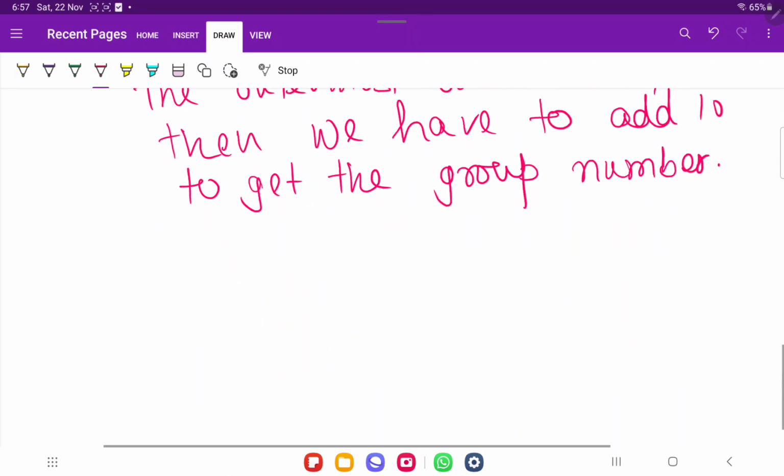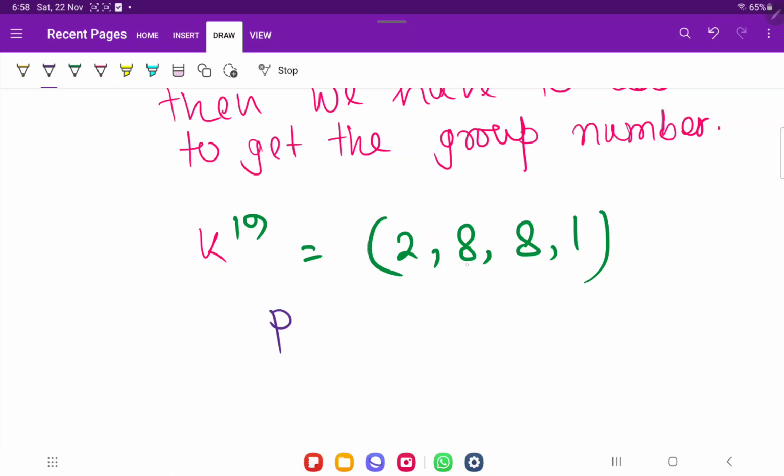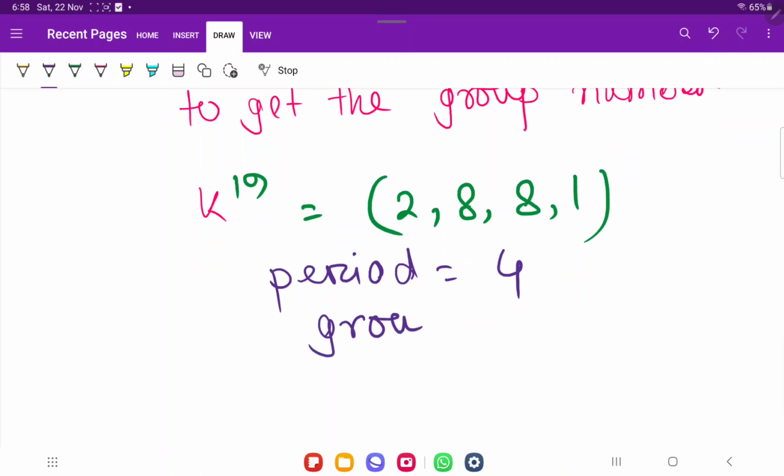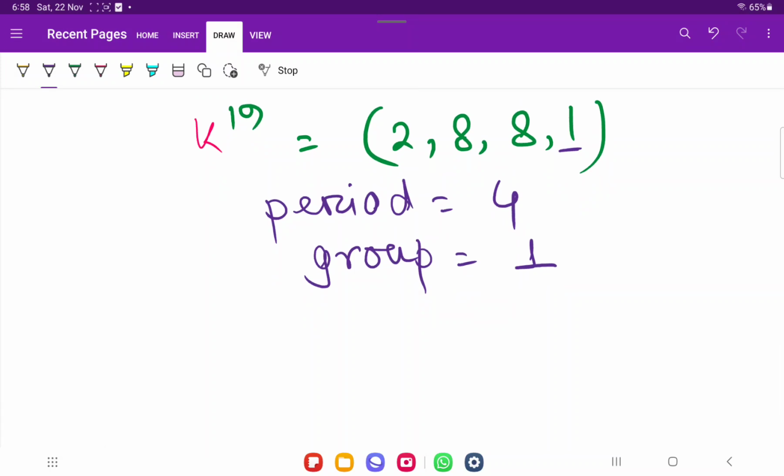Now let's see, for example, potassium. Potassium has 19 electrons, so the electronic configuration will be 2, 8, 8, 1. Easily you can tell it is in the 4th period, because it has 4 shells. So what will be the group? It has 1 electron in the outermost orbital, so no need to add 10. The group will be 1 only. Potassium is present in the first group, which is basically the alkali group.